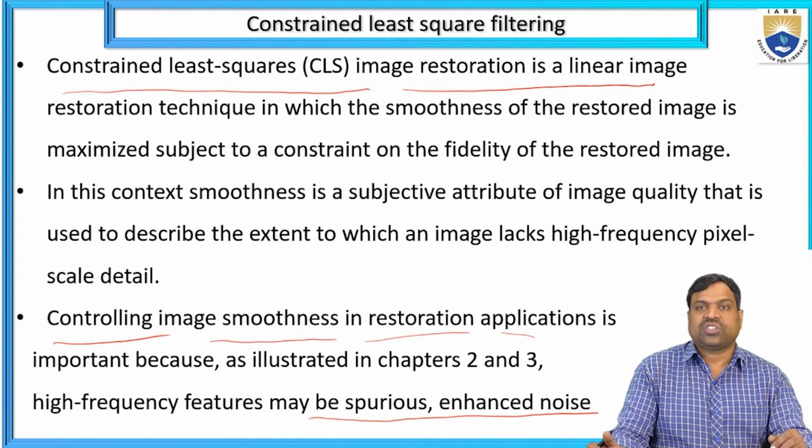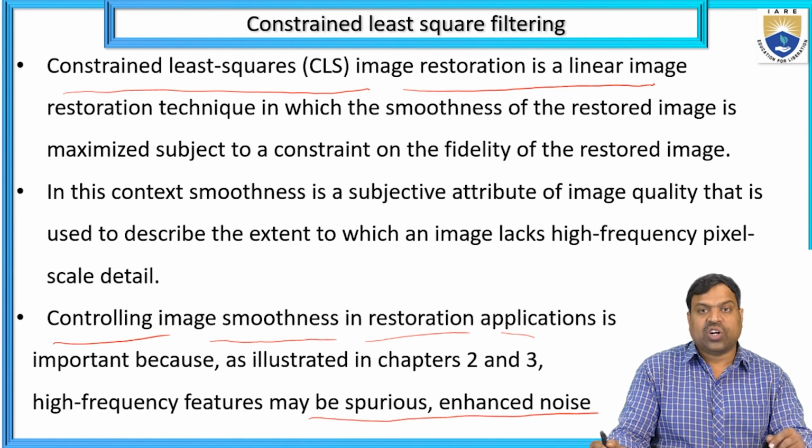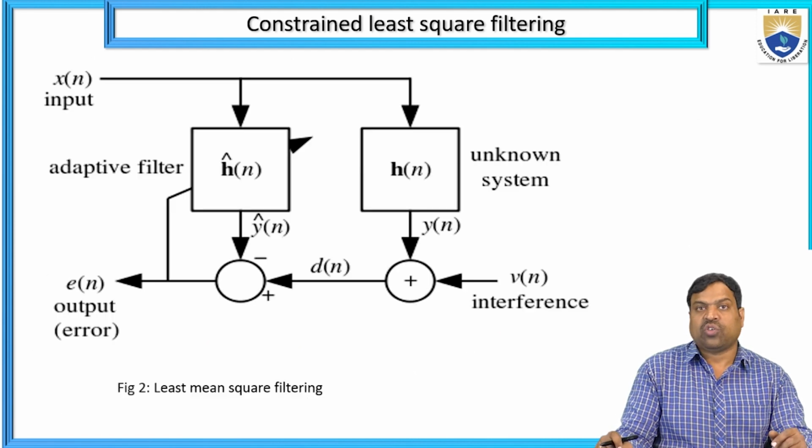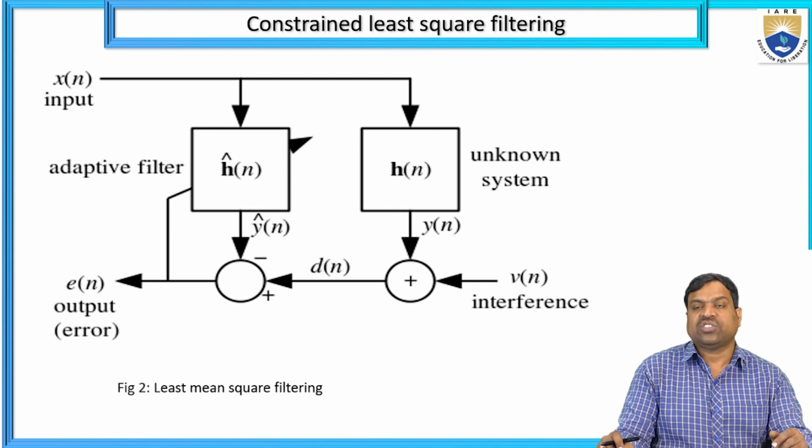In this context, smoothness is a subjective attribute of image quality that is used to describe the content of an image with high frequency pixel scale detail. So when we are controlling the image smoothness in restoration applications, it is important because high frequency features may be spurious, enhanced noise. That is the least square filtering.